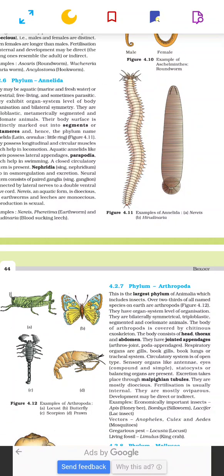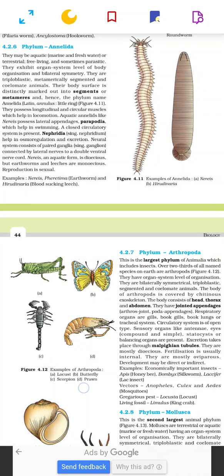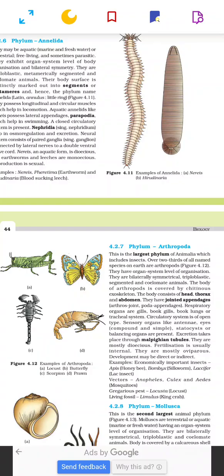4.2.7 Phylum Arthropoda. This is the largest phylum of the Animalia kingdom, which includes insects. Over two-thirds of all named species on the earth are arthropods. They have organ system level of organization. They are bilaterally symmetrical, triploblastic, segmented, and coelomate animals. The body of arthropods is covered by chitinous exoskeleton. The body consists of head, thorax, and abdomen. They have jointed appendages, that is, arthros means joint and poda means appendages.